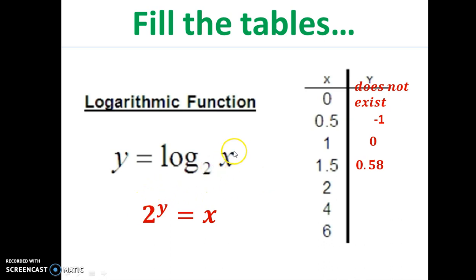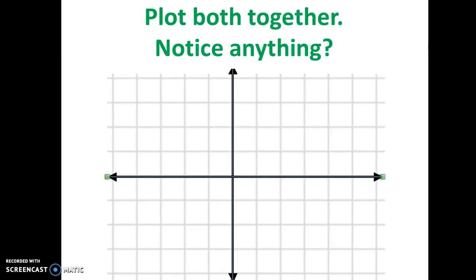Then we have 2. If 2 goes in here, we have 2 to the first power. So the answer is 1. Then when we have 4 in here, 2 to some power is 4. Well, it's 2 squared. And 6, you may need your calculator. That's 2.6. Now that we have that, please plot both of them together on the same coordinate plane. So plot the exponential one, plot the log one, and see what the two curves look like. And do you notice anything?